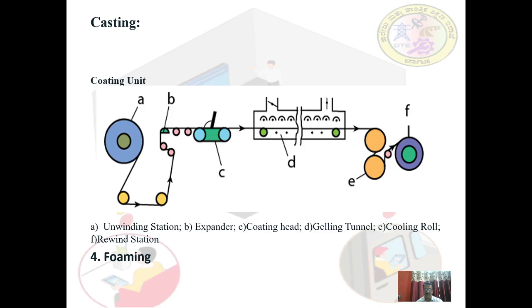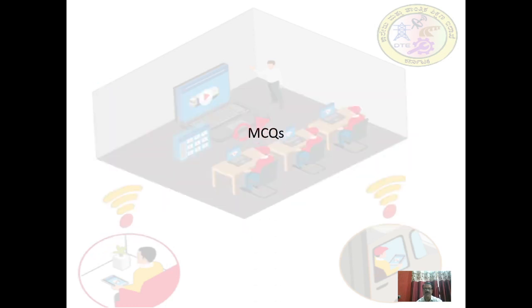The foaming process must begin when the polymer is in a flowable form, which allows the bubbles to develop. The conditions are fixed once the bubbles reach the optimum size. Then the foam is used for casting into the desired shape. Next, we'll see some of the MCQs.